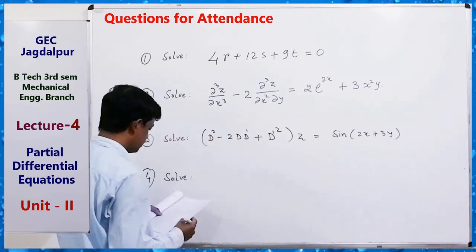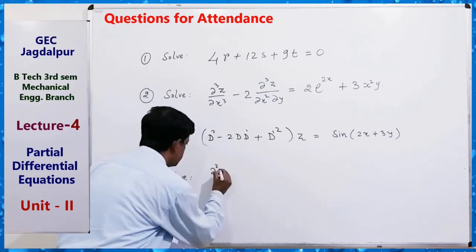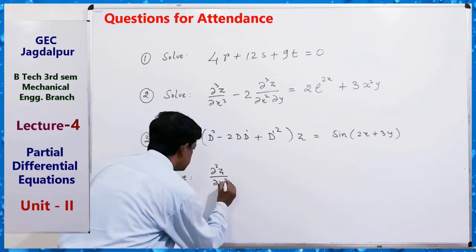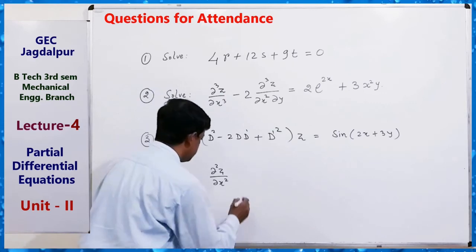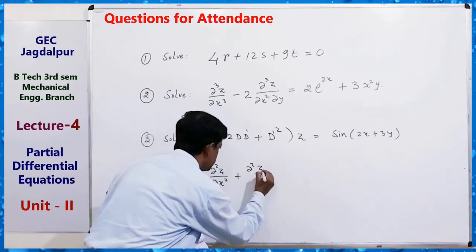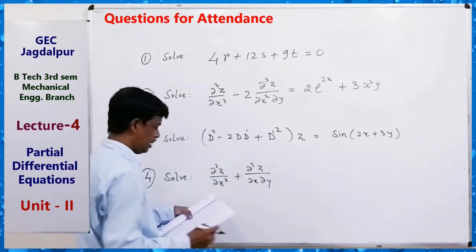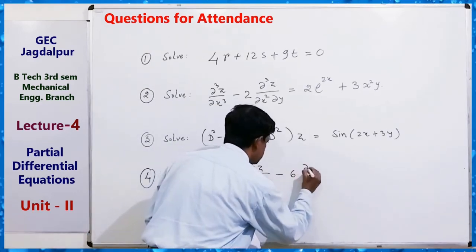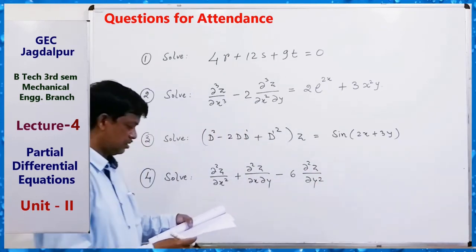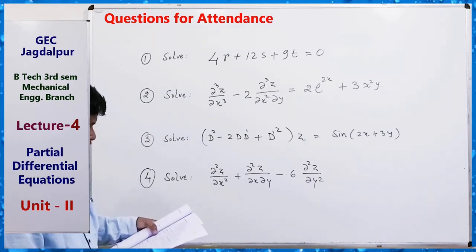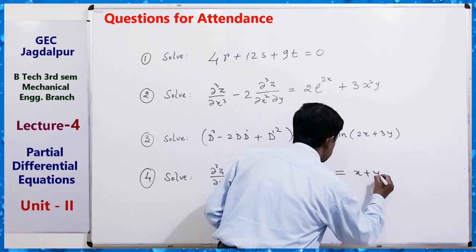Solve del 2z by del x square plus del 2z by del x del y minus 6 del 2z by del y square equals to x plus y.